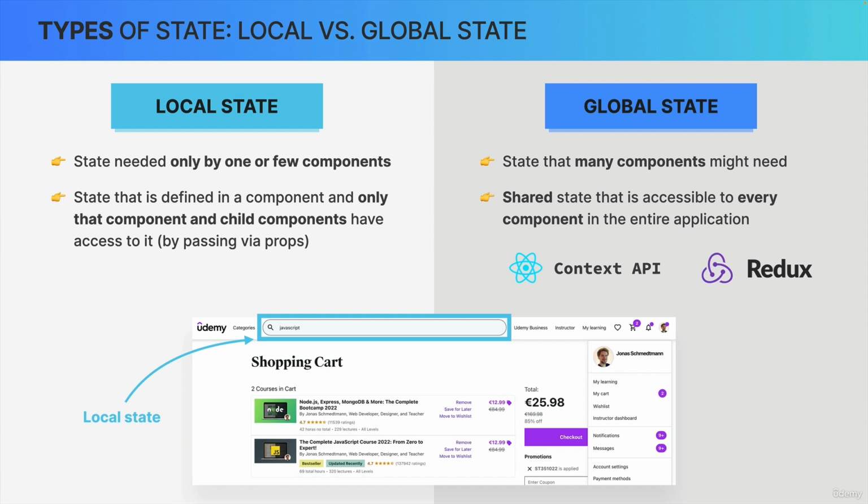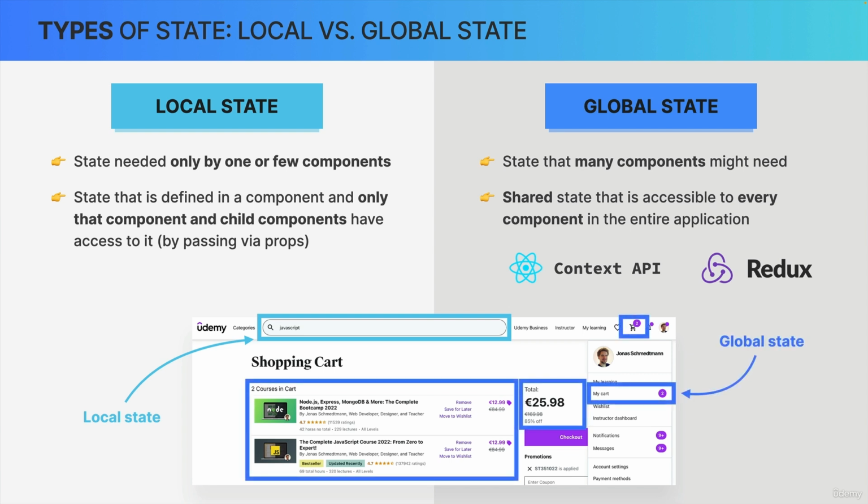Now, in this Udemy app, one piece of global state is the shopping cart. So that piece of data is used all over the place here. So all these components need access to the shopping cart state. And therefore, it makes sense that this is global state.